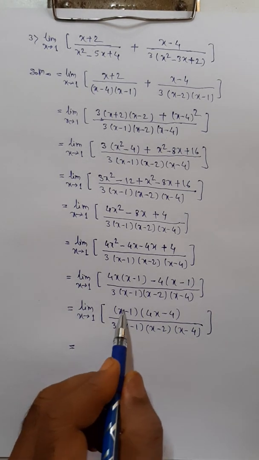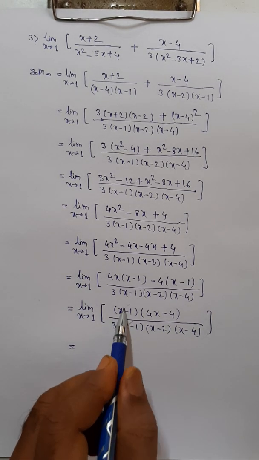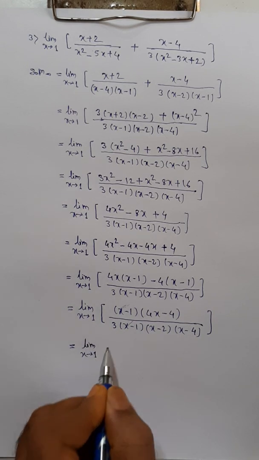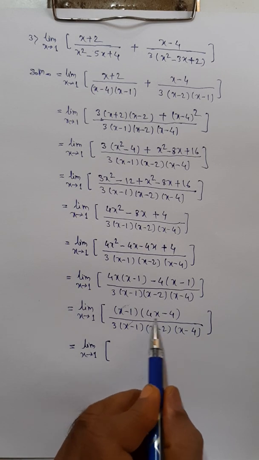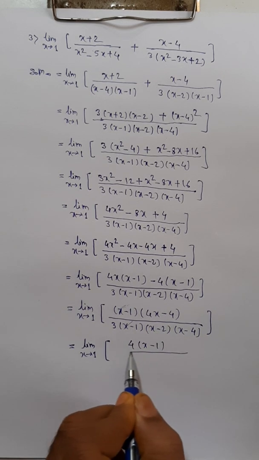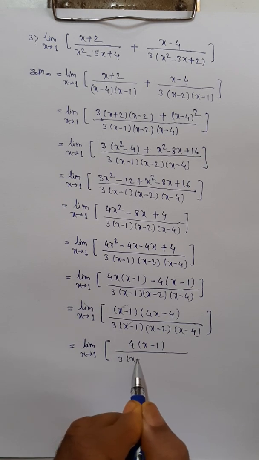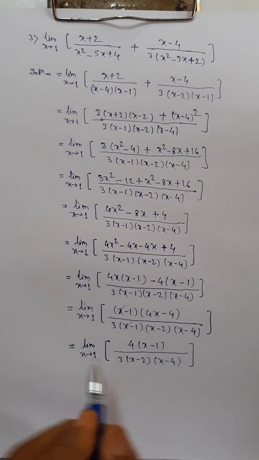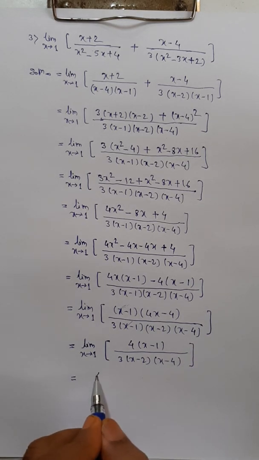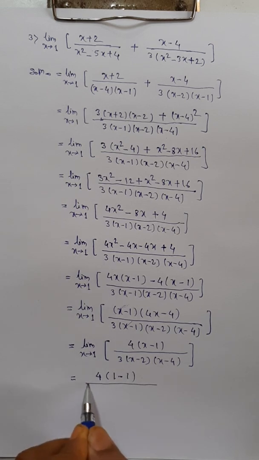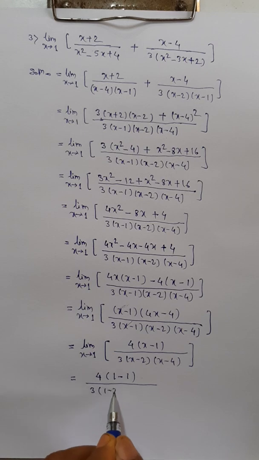So we get here common factor x minus 1, that is x minus 1, cancel here, and we get limit as x tends to 1 in bracket, again we can take 4 common from this bracket, 4 in bracket x minus 1, denominator 3 into x minus 2 into x minus 4. Now there is no common factor, so now take the limit. 4 constant, replace x by 1, so we get 1 minus 1 divided by 3 into 1 minus 2 into 1 minus 4.